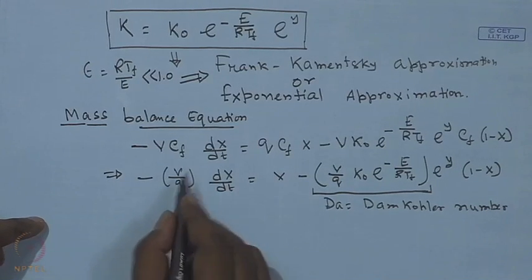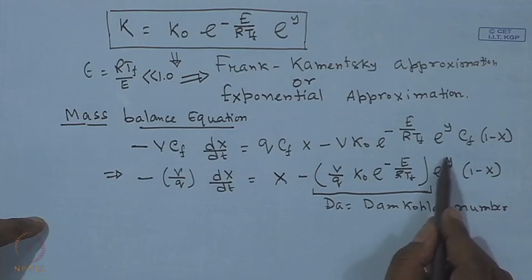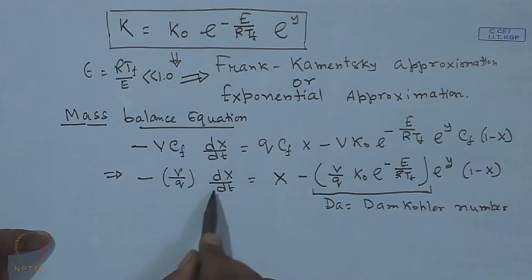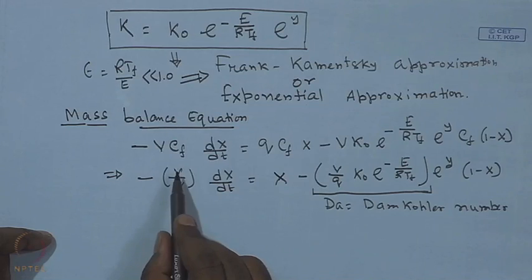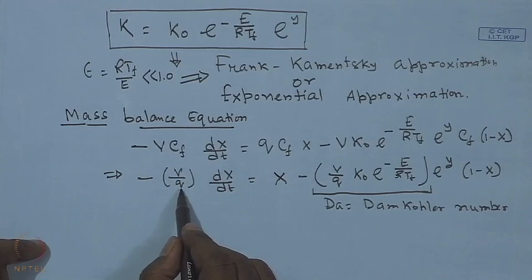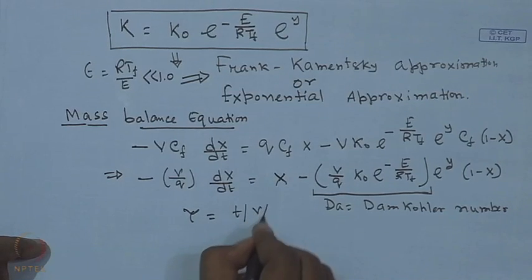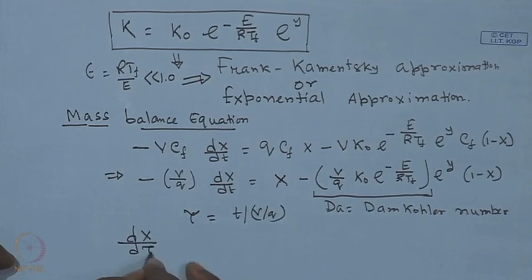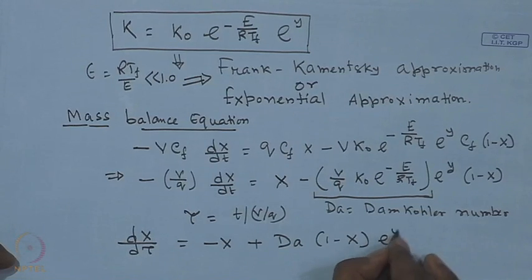The Damkohler number is a parameter, and on the right hand side, x and y are non-dimensional. Therefore, the left hand side also has to be non-dimensional. The left hand side is a multiplication of two terms, where t is in seconds, and if you look into the unit of V by q, V is in meter cube and q is the volumetric flow rate in meter cube per second. Therefore, V by q has the unit of time. So, we define non-dimensional time as t divided by V by q, and this equation can be written in absolutely non-dimensional terms as dx/d tau is equal to minus x plus Damkohler number times 1 minus x e to the power y.